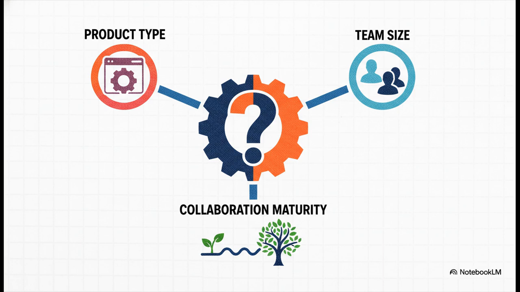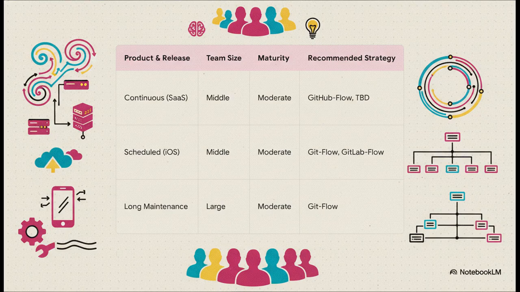You have to look at your own context. Are you shipping code every single day or just once a quarter? Is your team 2 senior engineers or 20 junior devs? The answers to those questions are what point you to the right workflow. So to help you out, this table is a fantastic starting point. It's kind of like a cheat sheet.